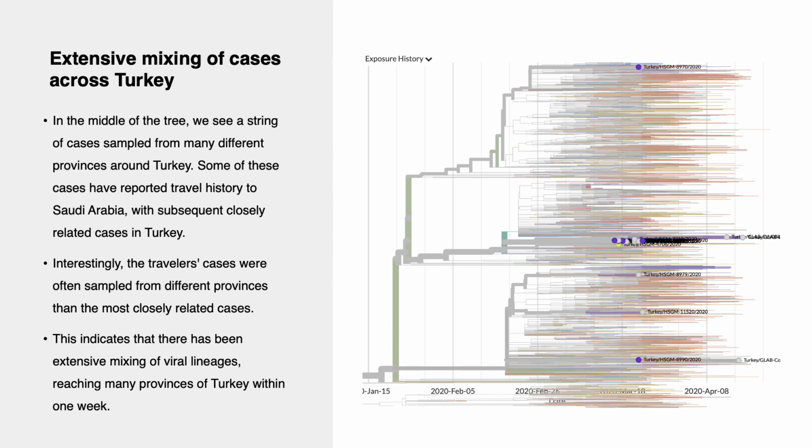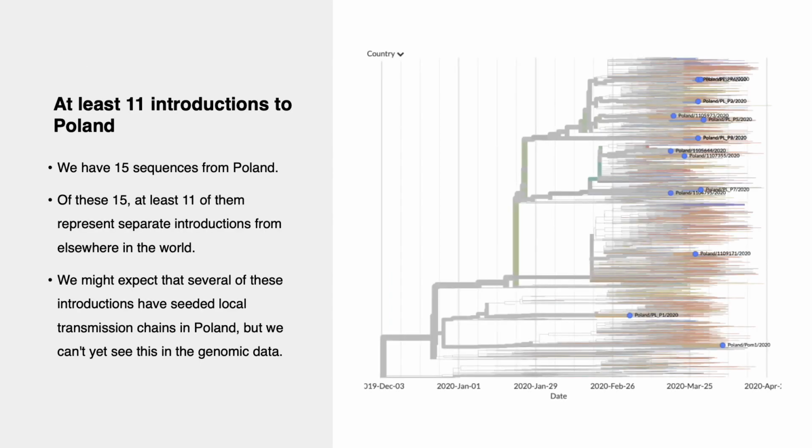We have 15 sequences from Poland. Of these 15, at least 11 of them represent separate introductions from elsewhere in the world. As in Moscow, given the number of reported cases, we might expect that several of these introductions have seeded local transmission chains in Poland, but we can't yet see this in genomic data.